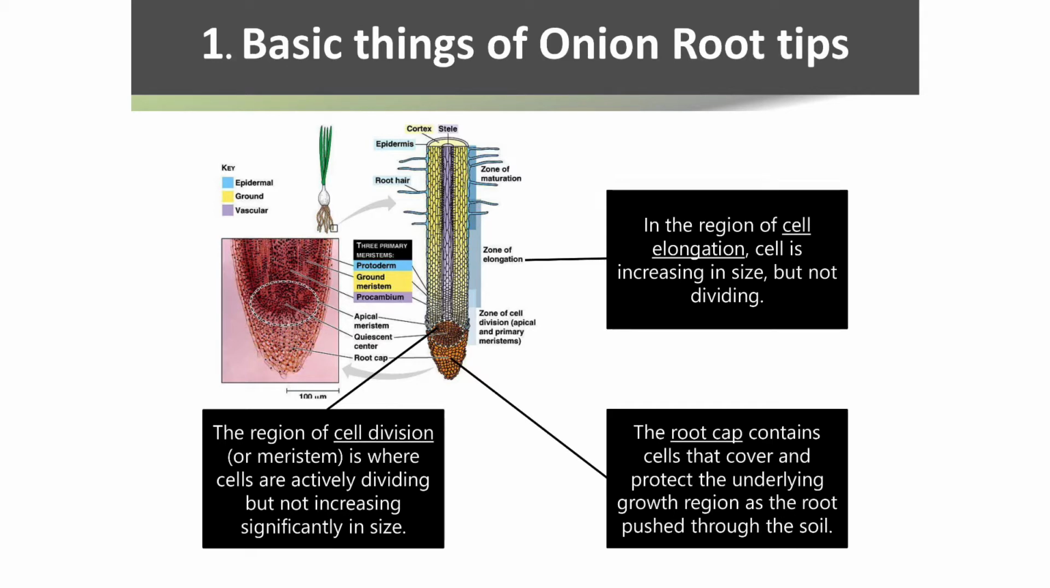The zone of cell division is where the mitotic stages occur. Cells are actively dividing but not increasing significantly in size. The cells in the zone of elongation are no longer dividing, but their size is increasing. The zone of maturation is where the root cells begin to differentiate into specialized cell types.